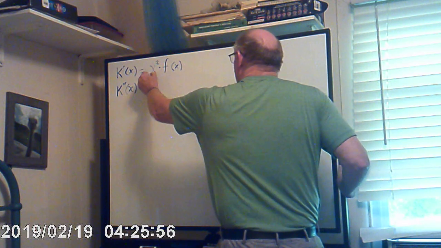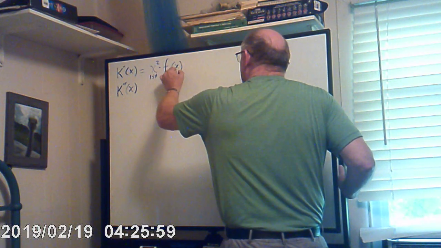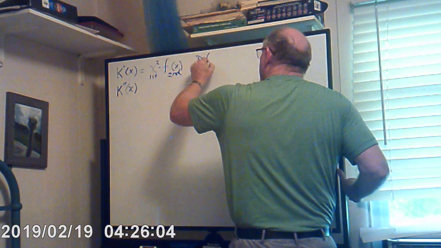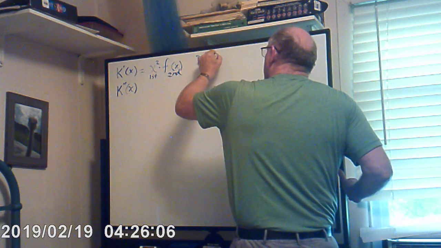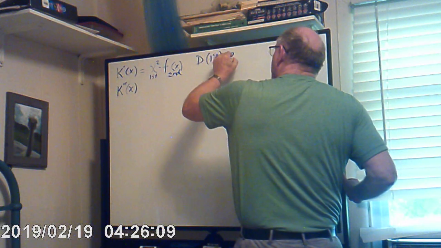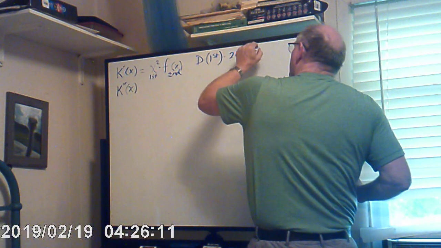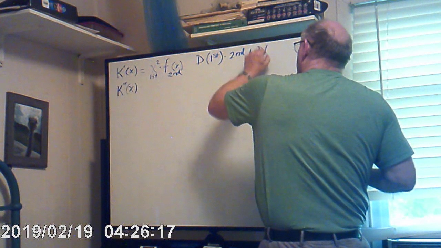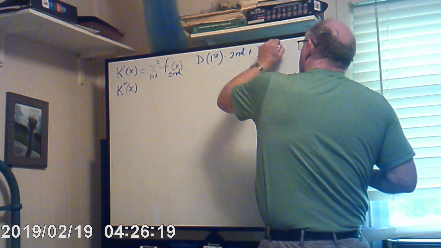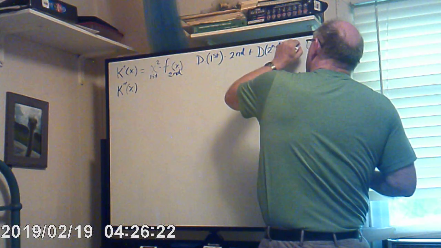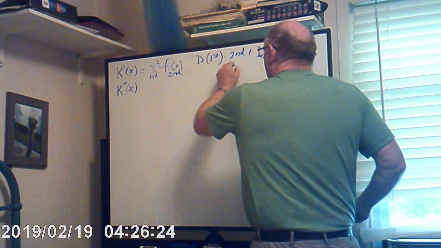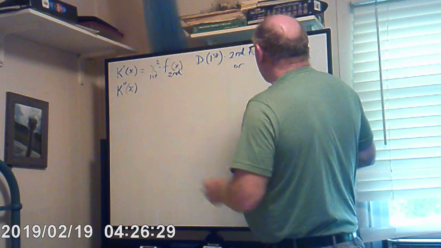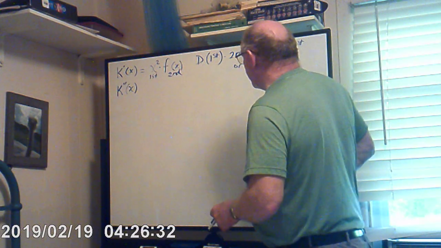Either way it works out. This is the first, this is the second. You can either say the derivative of the first times the second plus the derivative of the second times the first. Or, since multiplication is commutative and addition is also commutative, you could do it this way.